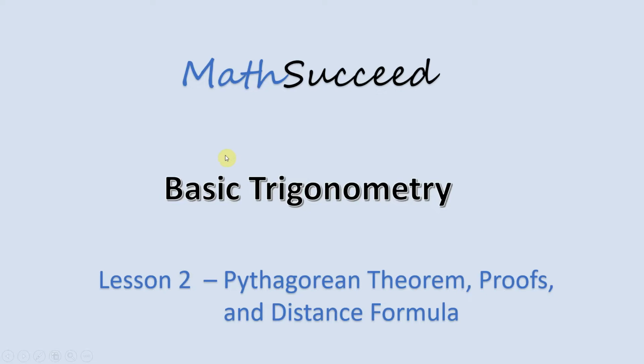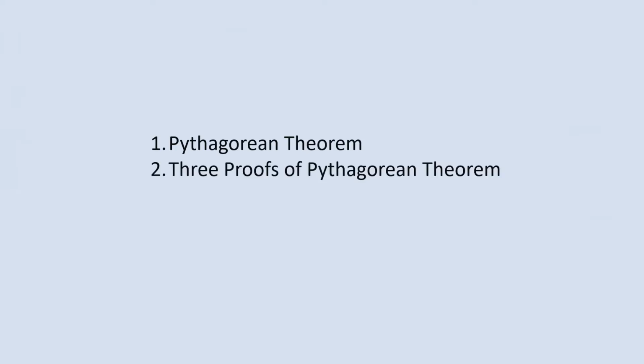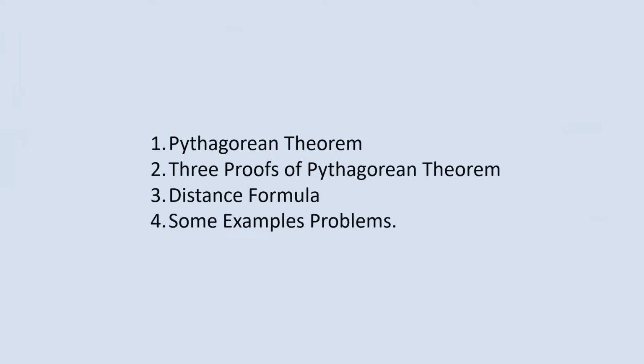After completing this lesson, you should be able to use the Pythagorean theorem to find the missing side of a right triangle. You are going to learn about the Pythagorean theorem, 3 proofs of the Pythagorean theorem, the distance formula, and some example problems.